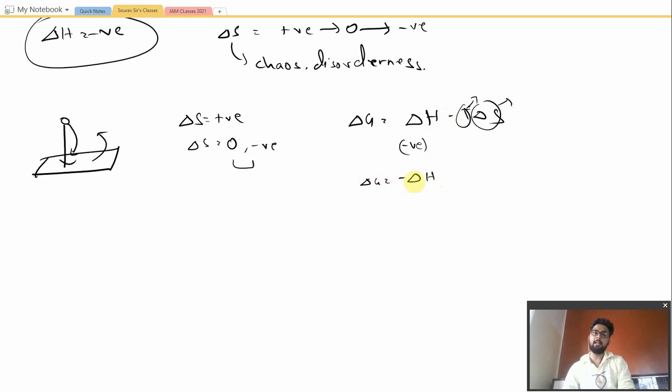So as delta H is negative, delta G would also be negative, and if delta S becomes negative, this part becomes positive. But normally it is not positive enough to overcompensate the minus effect of delta H. So whatever be the case, delta G would always be negative for adsorption reactions. This was the first explanation, and the second explanation is via the Gibbs adsorption isotherm.